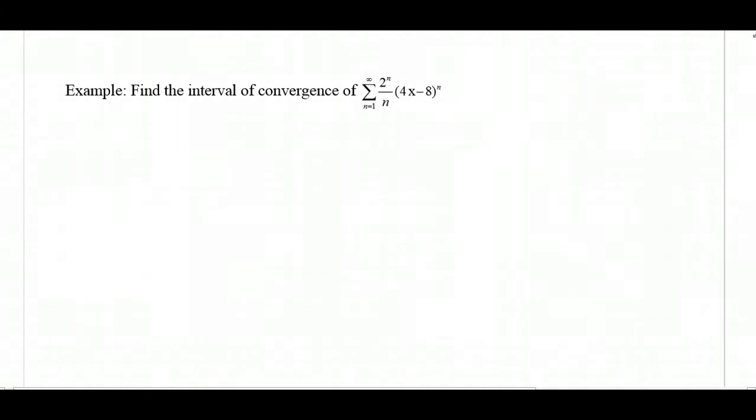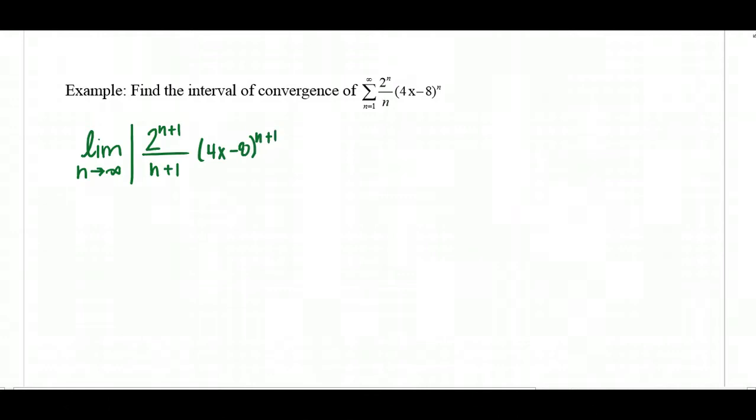Alright, so now let's try to find the interval of convergence for the sum from n equals 1 to infinity of 2 to the n over n times 4x minus 8 to the n. So this one is not geometric, as my c sub n term in the power series is a function of n. So in this case, what I have to do is apply the ratio test, where I want to show that the limit as n approaches infinity of a sub n plus 1, so this is 2 to the n plus 1 over n plus 1 times 4x minus 8 to the n plus 1.